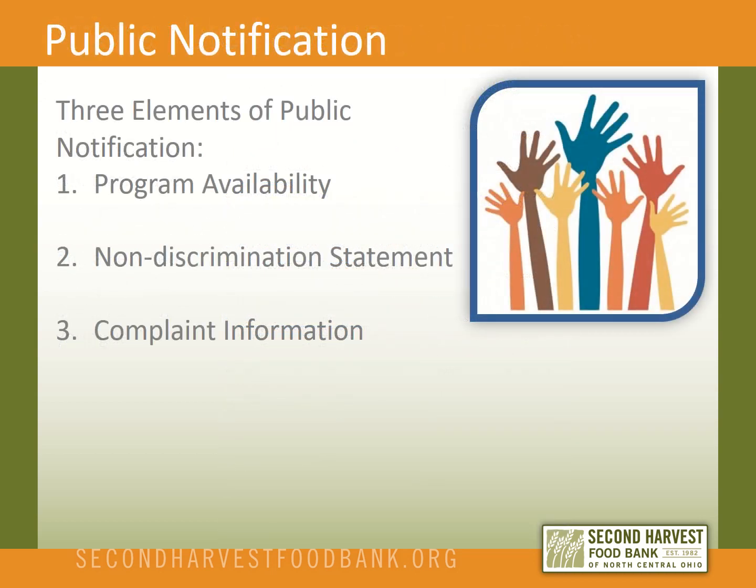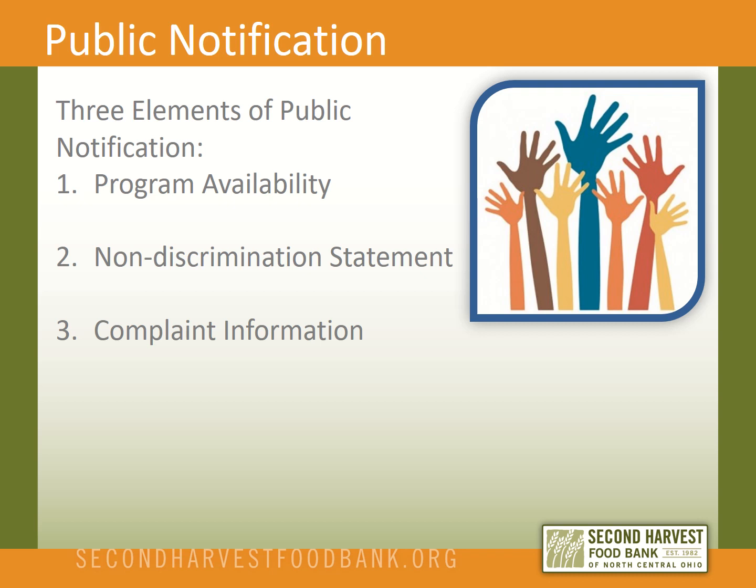If you reach back in your memory, I did mention public notification as something that we need to cover today. There are 3 elements of public notification. First of all, program availability. This is important because all of our programs which receive TIF App and CSFP funding must be open to the public. Second Harvest does this for you in a way by having your hours posted on our website. Please let us know if your hours do change or if you notice that our website is not updated, and let us know what we should change it to.